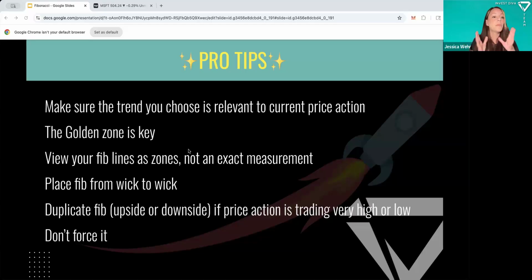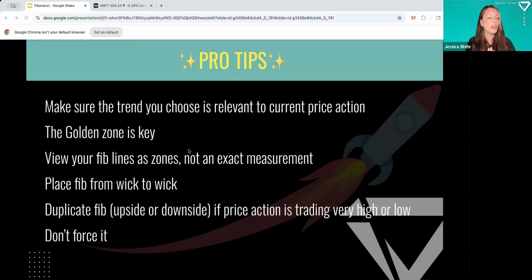Primarily textbook, you want to draw your Fibonacci from wick to wick because that's where actual price action happened. So your Fibonacci is going to be more accurate. Now, sometimes we do want to adjust this if maybe it's not hitting key psychological levels, that's absolutely fine. But overall, try to go wick to wick because it's going to be more accurate with your Fibonacci reading.